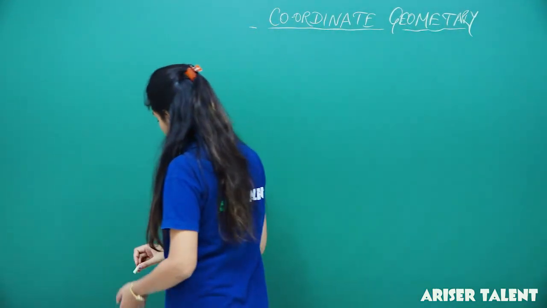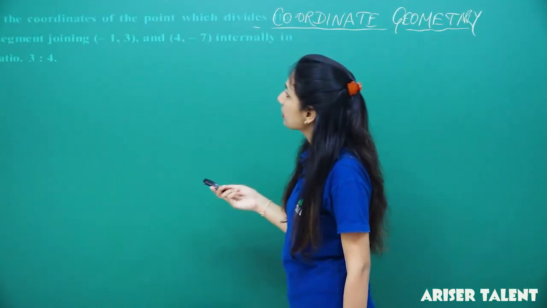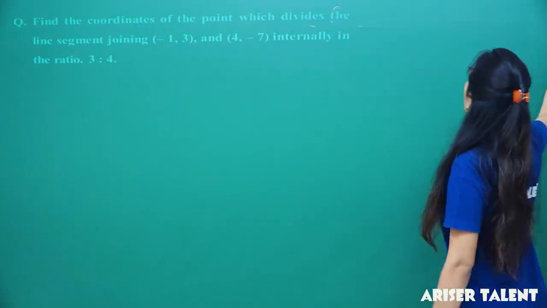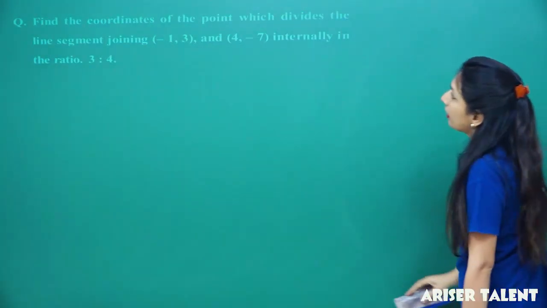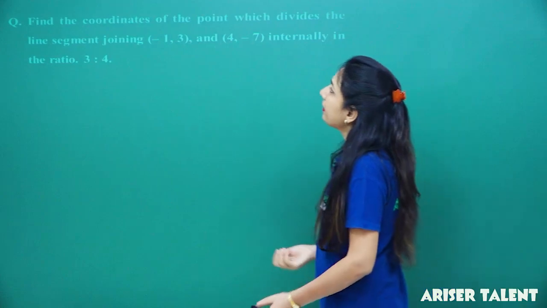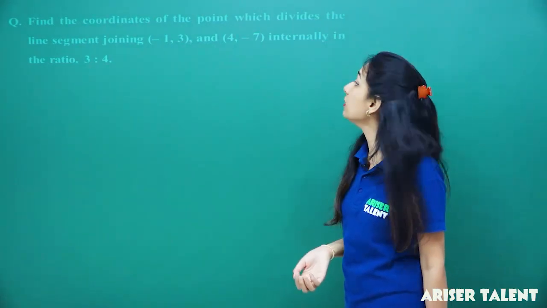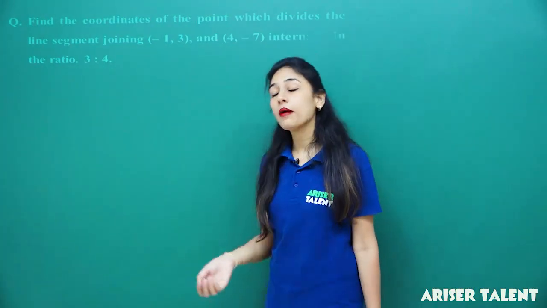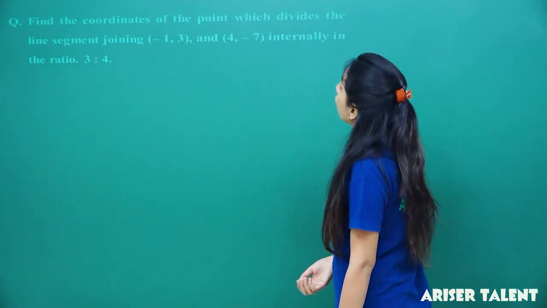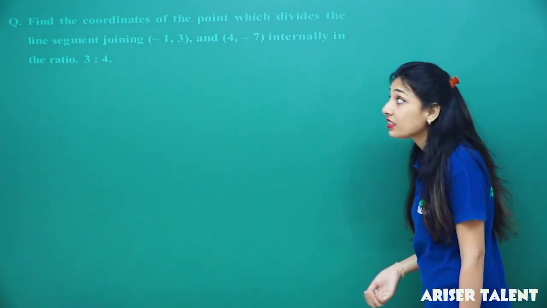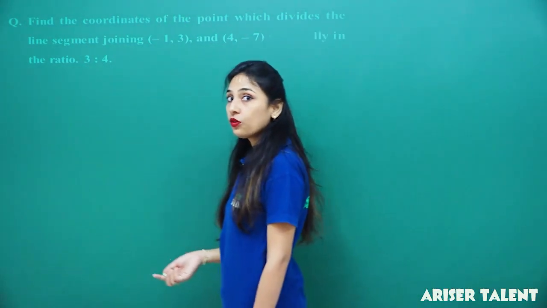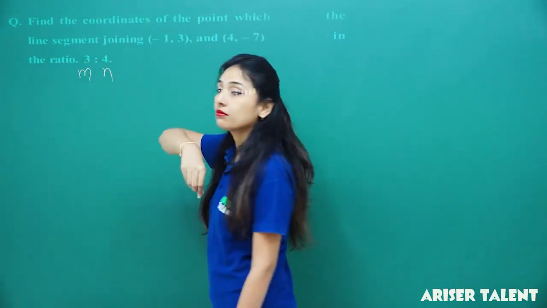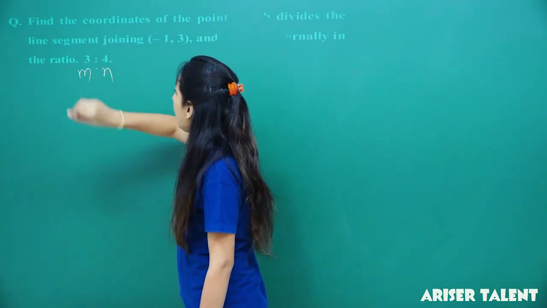Okay, now we had this question. So you know the name, na? Now, the question says: find the coordinates of the point which divides the line segment joining (-1, 3) and (4, -7) internally in the ratio 3 and 4. So, what is 3? This is m. What is 4? This is n. Understand the question, this is m and n.